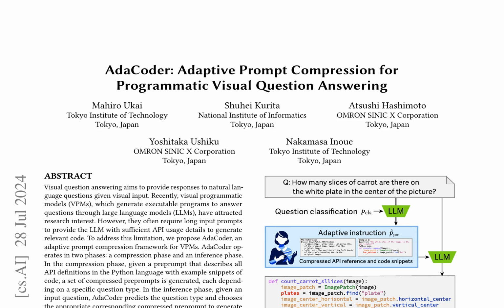AdaCoder operates in two phases, a compression phase and an inference phase. In the compression phase, a set of compressed preprompts is generated, each depending on a specific question type, given a preprompt that describes all API definitions in the Python language with example snippets of code. In the inference phase, AdaCoder predicts the question type and chooses the corresponding compressed preprompt to generate code to answer the question.